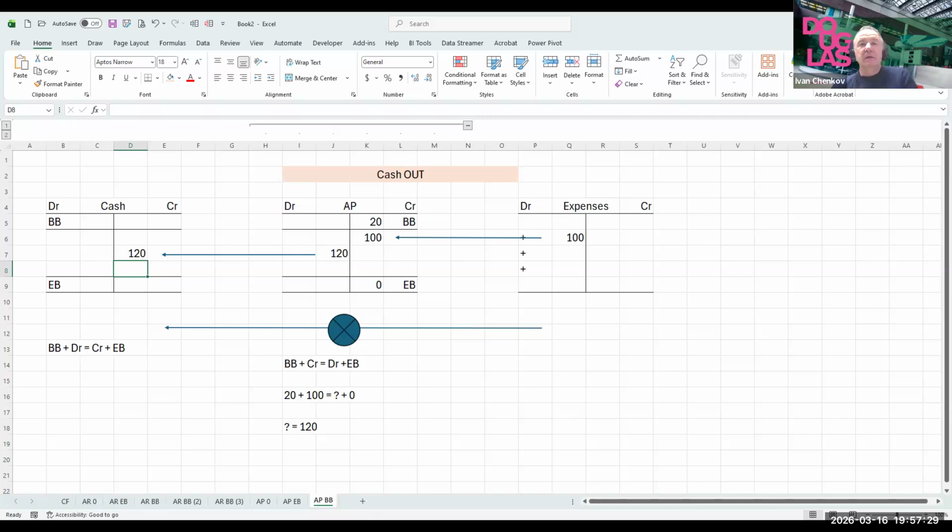Let's start now playing with a little bit more difficult game. My expense is 200. My beginning balance is 50. My ending balance is 70. How much cash did I pay?